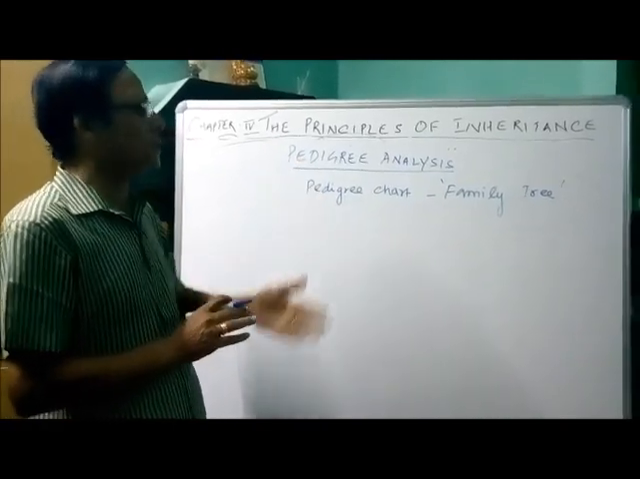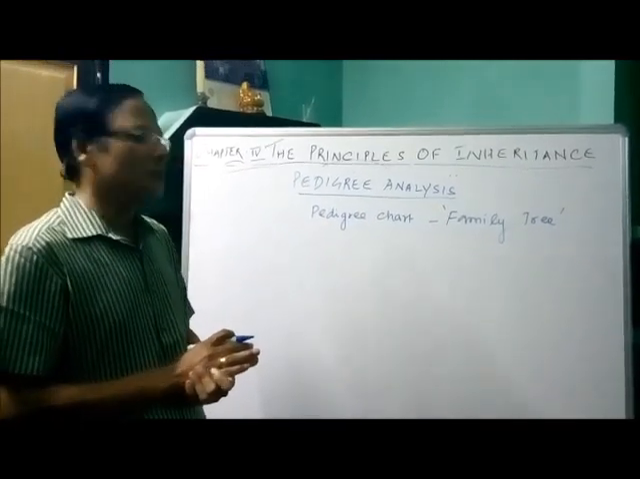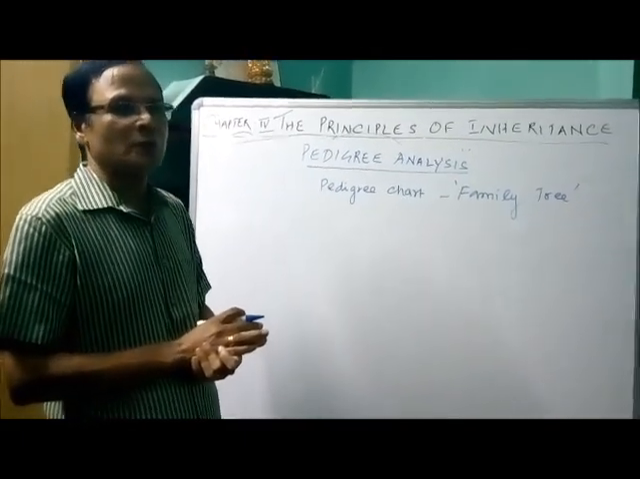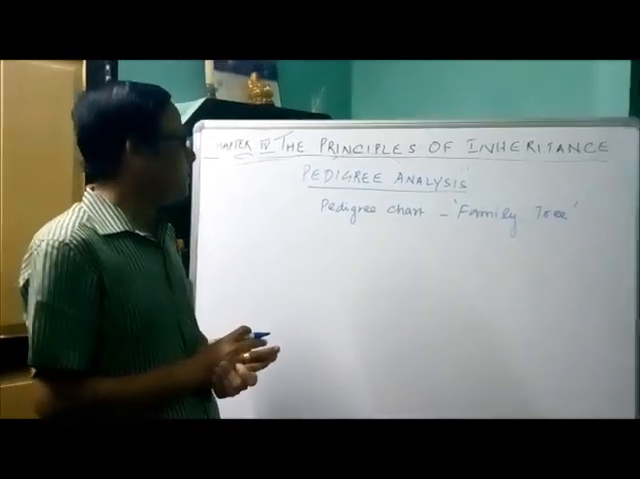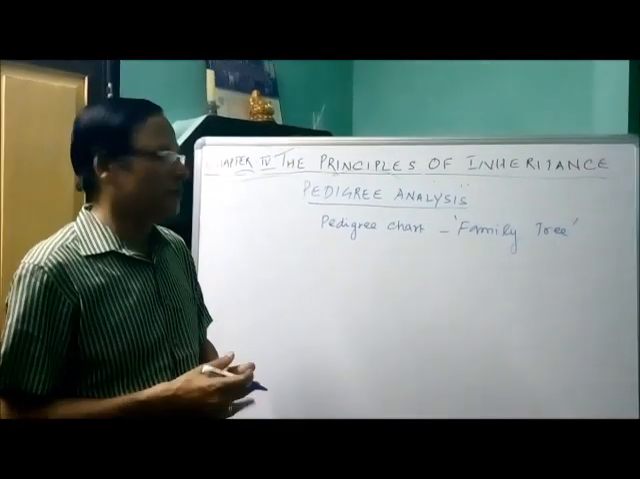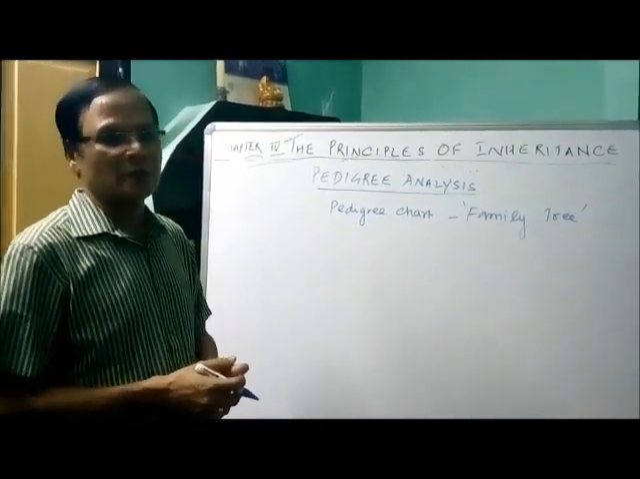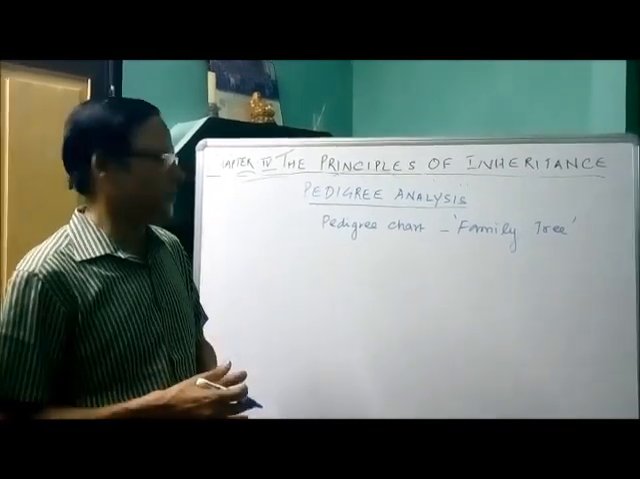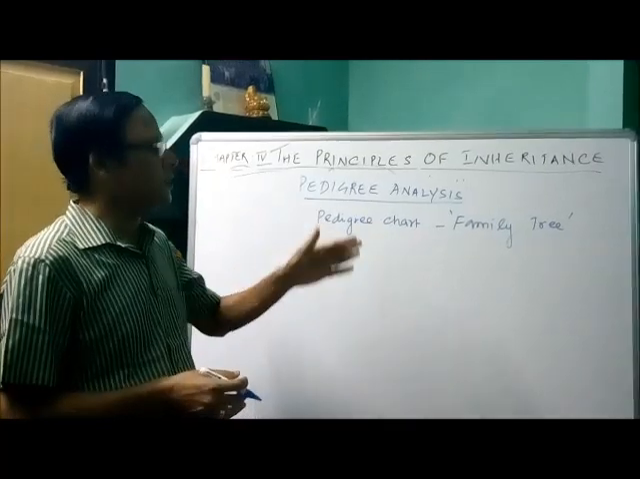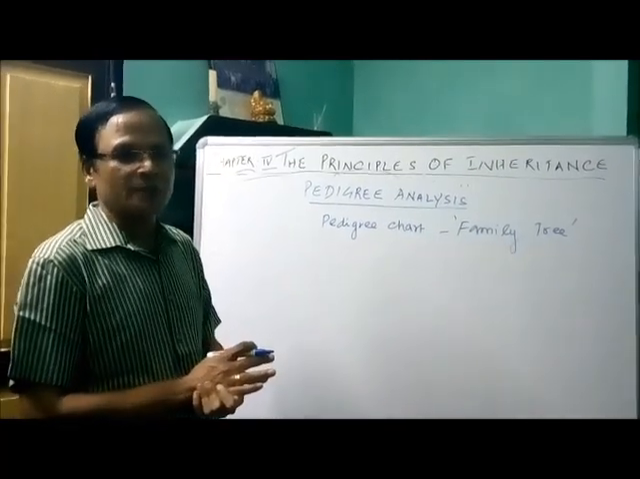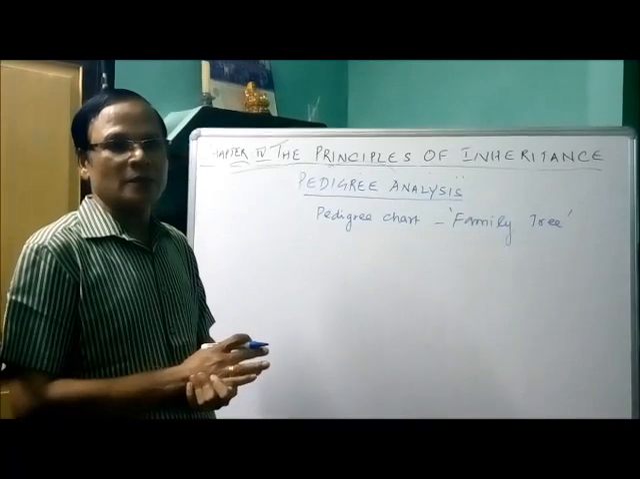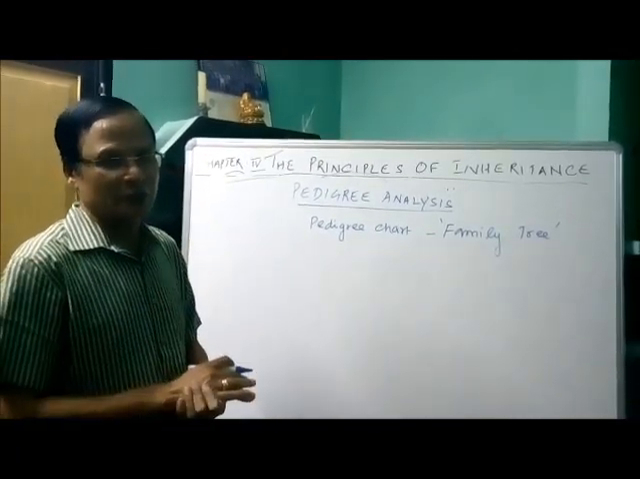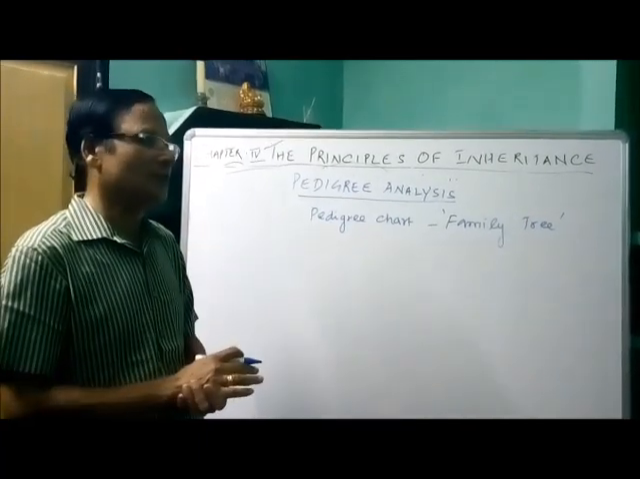Now, what is pedigree analysis? Normally it is a study of the traits which have appeared in a given family line. Line means continuity. So, it is a study of the traits which have appeared in a given family line, in the past generations, not now, in the past generations.